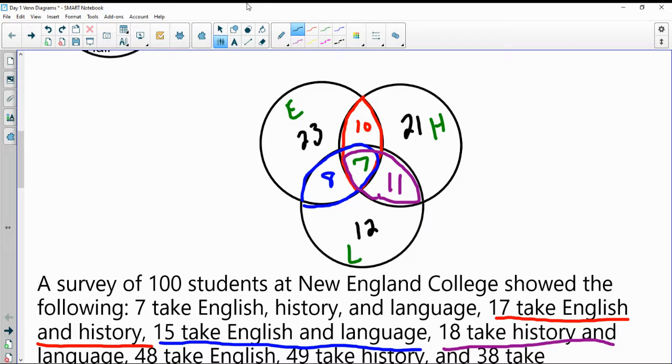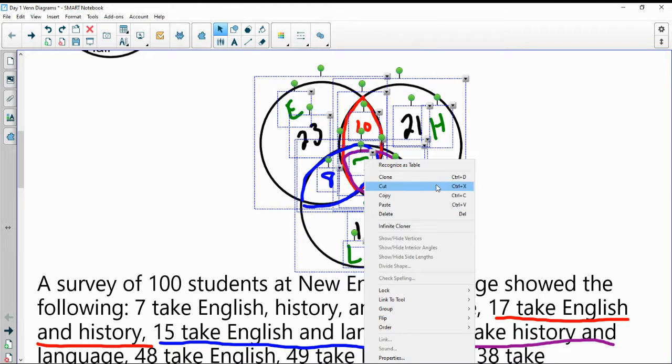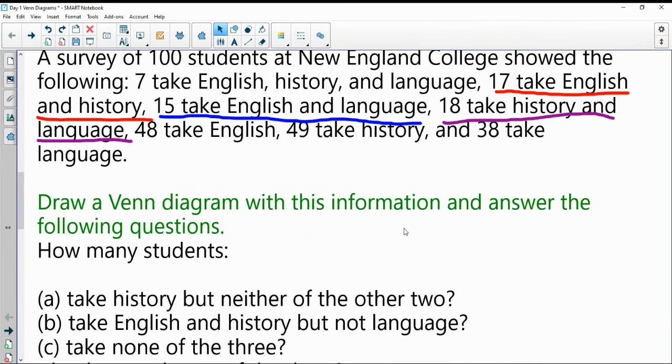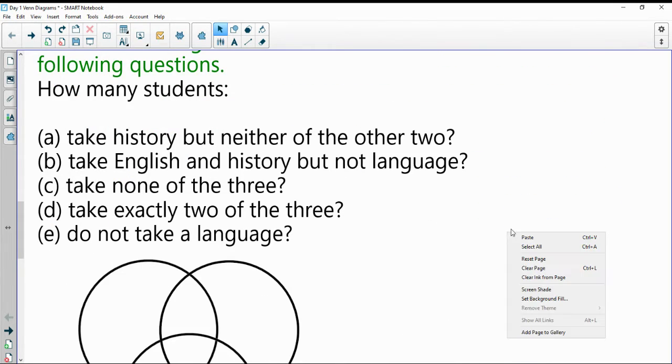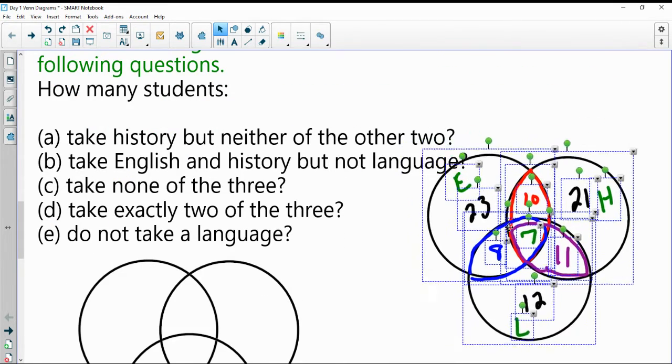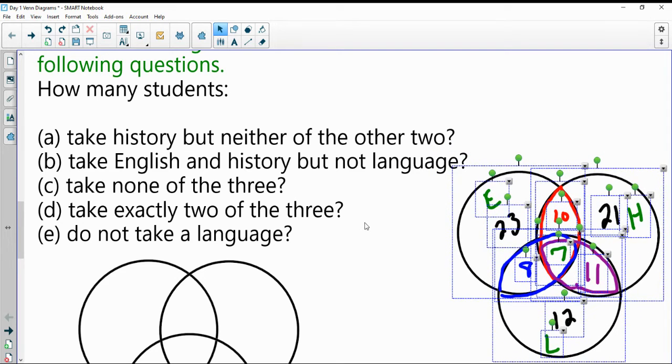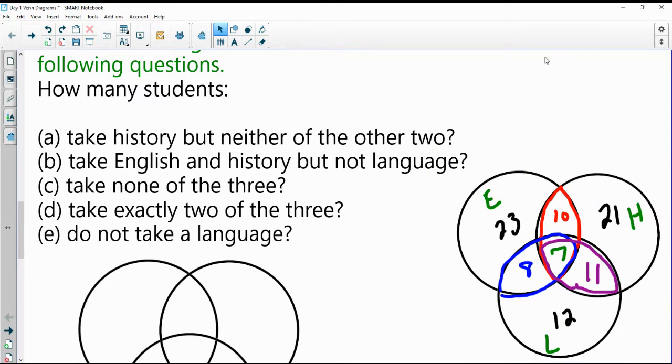So I'm actually going to copy and paste so I don't have to keep scrolling back and forth. So we're going to do that. Make life easier. Okay. So my first question is 21 kids.